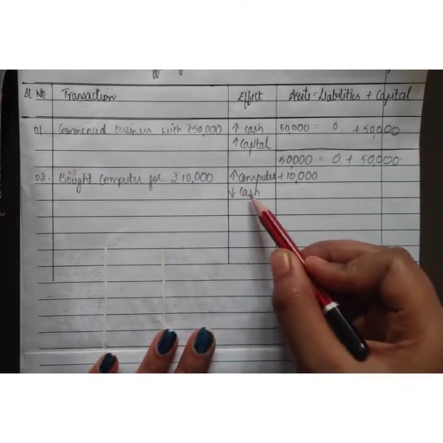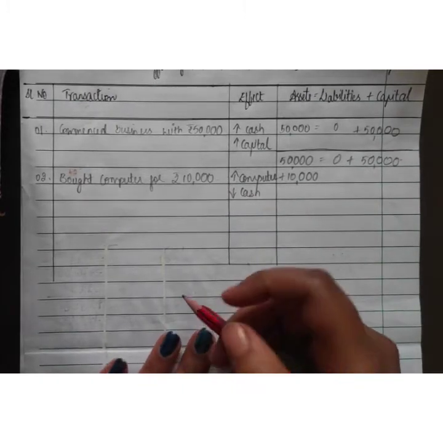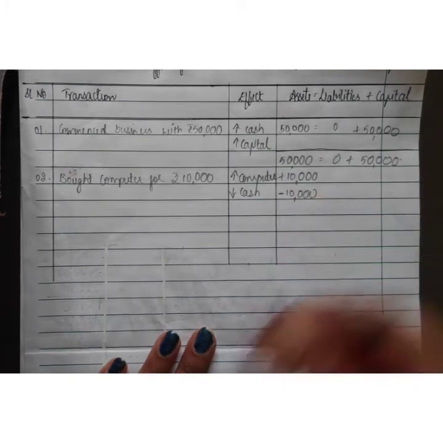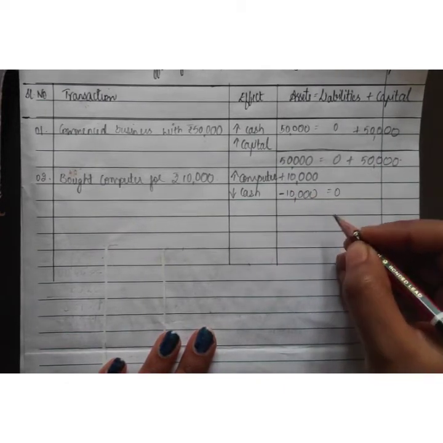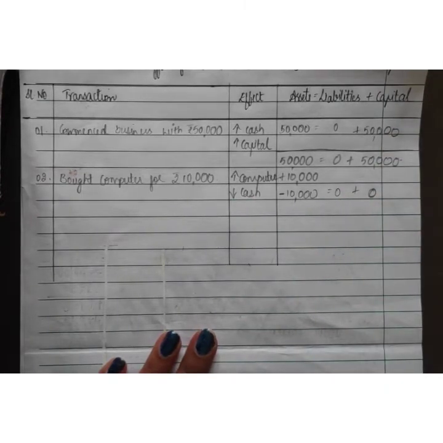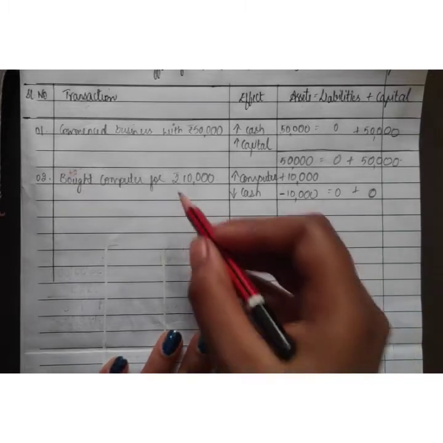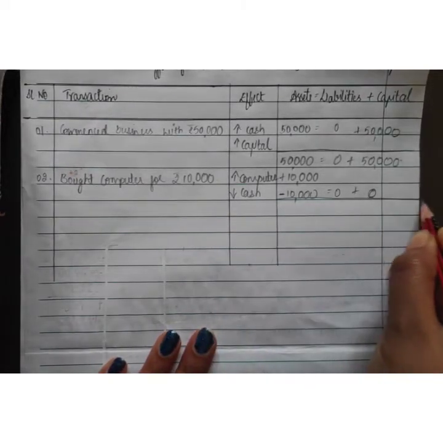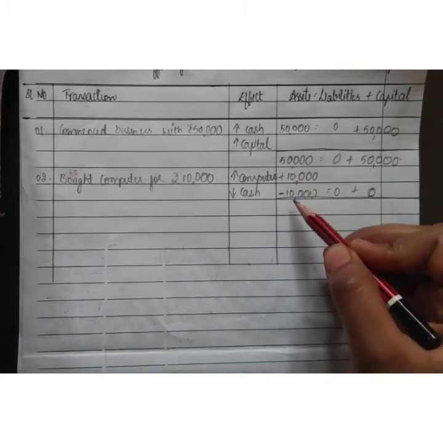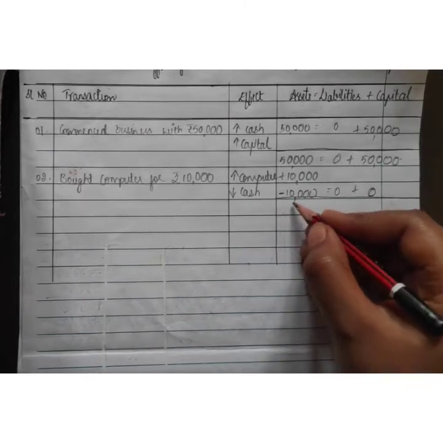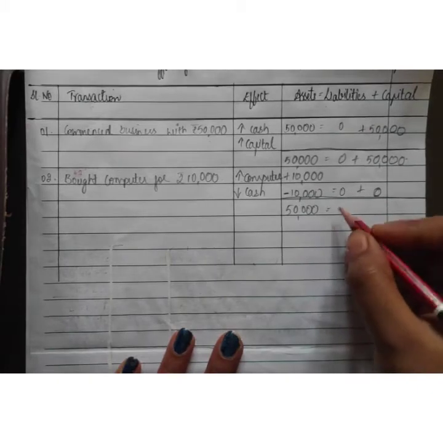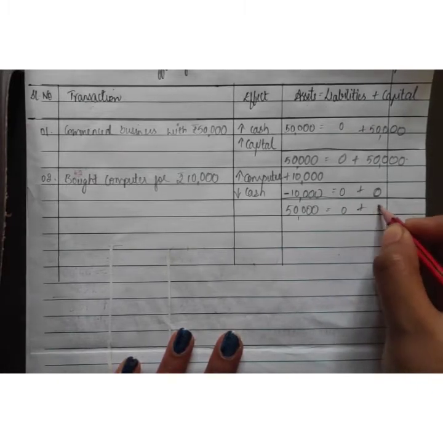And there is decrease in cash, it seems. This cash also comes under asset only, no? So if there is a decrease in cash, I will have to write minus 10,000. Correct? And there is no liabilities and there is no capital. So I will write 0. Clear? So as soon as I have finished my second transaction, I have to further calculate. So 50,000 plus 10,000 is 60,000. 60,000 minus 10,000, again it is 50,000. So I will write 50,000 is equals to 0 plus 0.